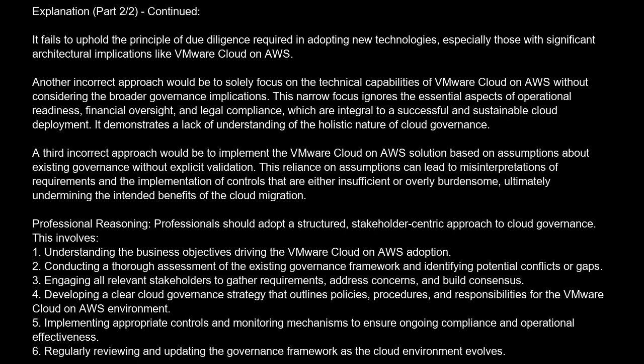4. Developing a clear cloud governance strategy that outlines policies, procedures, and responsibilities for the VMware Cloud on AWS environment. 5. Implementing appropriate controls and monitoring mechanisms to ensure ongoing compliance and operational effectiveness. 6. Regularly reviewing and updating the governance framework as the cloud environment evolves.